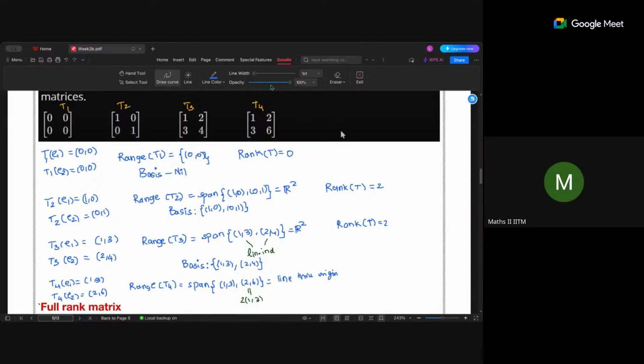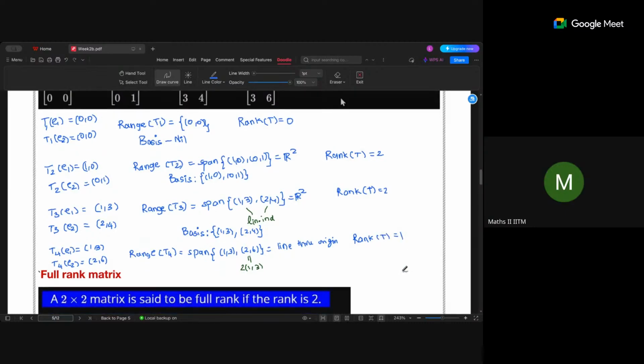So here, what is the rank? Rank is 1. And what can be a basis in this case? Only 1 point on the line which is not 0. Yes. So any point on the line. So we can pick maybe 1 comma 3 here, or 2 comma 6 also works. So I'm taking just 1 comma 3. Okay. Fine.